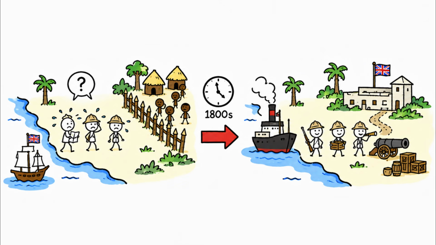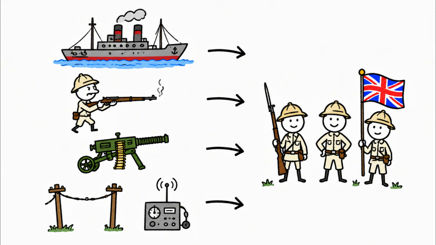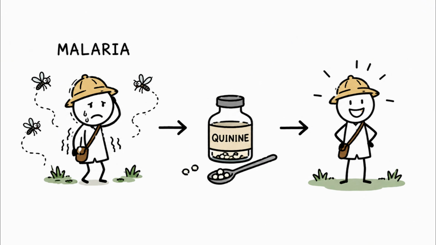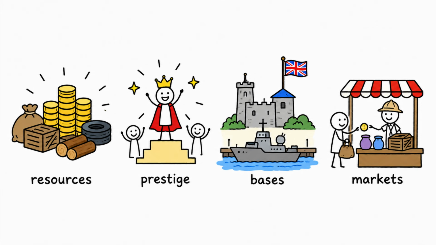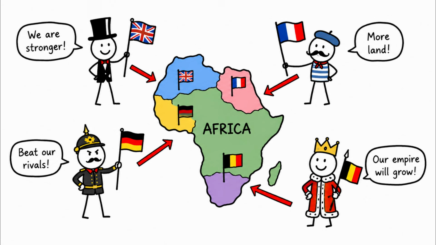Then, during the 19th century, the situation changed. Industrial technology gave European armies steamships, repeating rifles, machine guns, and improved communications. Medical use of quinine helped Europeans survive malaria. At the same time, European governments became increasingly obsessed with empire. Colonies promised resources, prestige, military bases, and new markets. They also allowed European leaders to claim that their country was stronger than its rivals. This triggered the scramble for Africa.